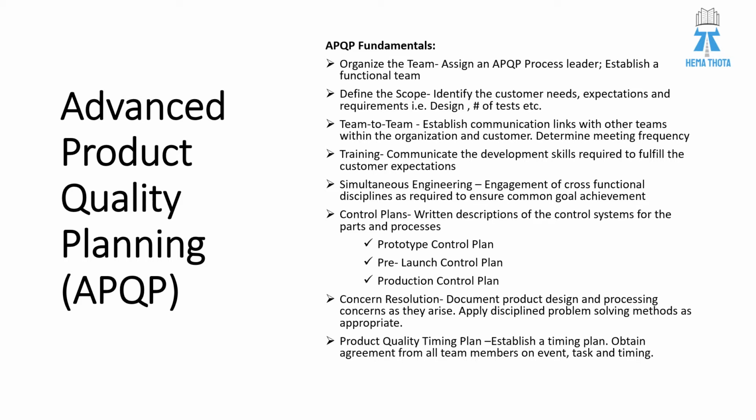The next thing is control planning. Control plans are of 3 types, that is prototype control plan, pre-launch control plan, and production control plan. We need to write the descriptions of the control systems and of the parts and the processes. The next thing is concern resolution. Product design document and processing concerns are addressed as they arise, applying discipline and problem solving methods as appropriate. So this is concern resolution.